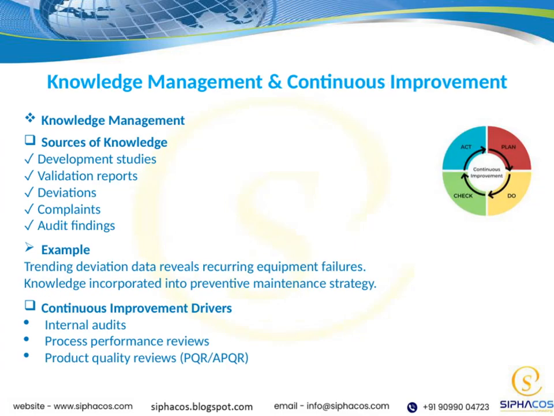Let's talk about knowledge management and continuous improvement, two sides of the same coin. We gather knowledge from many sources: development studies, validation reports, deviations, complaints, and audit findings. For example, spotting a pattern in deviation data might reveal recurring equipment failures. We then use that insight to update our preventive maintenance strategy. Continuous improvement is driven by internal audits, process performance reviews, and product quality reviews. Together, these efforts keep us learning and evolving, making our processes stronger over time.